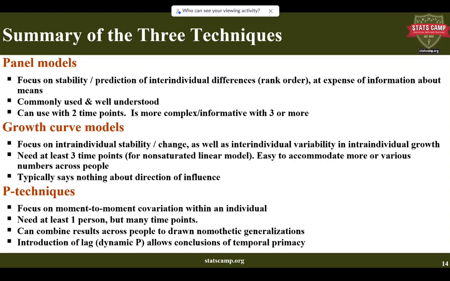One of the chapters in my book looks at 5 women who rated their daily mood every day during their pregnancy, and we analyzed it as a latent variable P technique analysis to look at the ebb and flow of positive and negative affect during the days leading up to delivery.